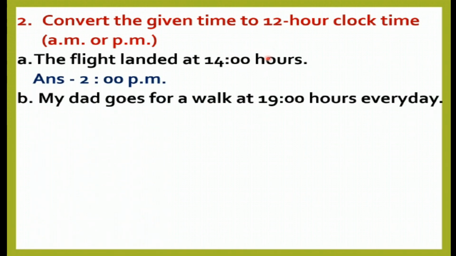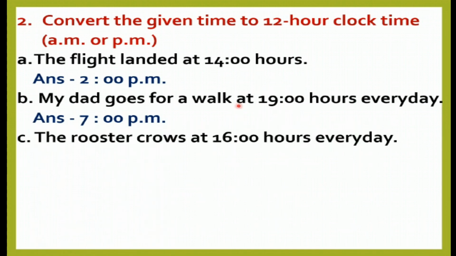So the answer will be 2 p.m. Then the next question is question B: my dad goes for a walk at 19 hours every day. So how will we write this 19 hours? In 12-hour clock time we will subtract 12 hours from this 19 hours. So we will be getting 7. So the answer will be 7 p.m.